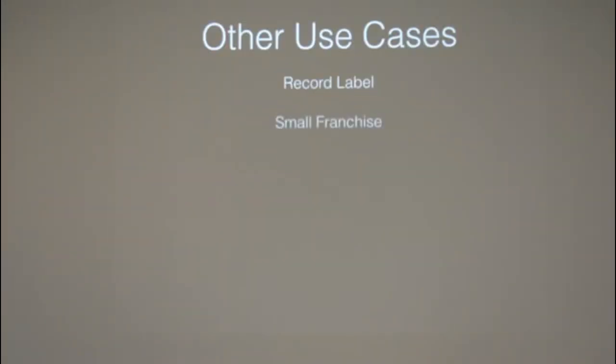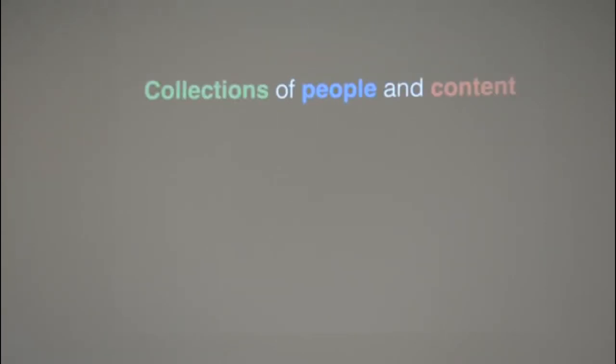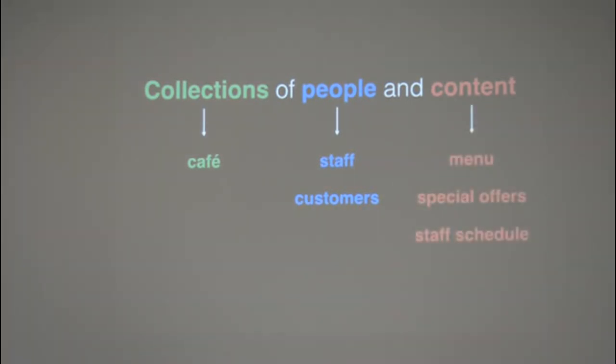Another use case, if you have a small franchise. If you have a client who owns, say, like 5 or 6 cafes around the city, well, what do we do here? Collections of people and content? What's a collection? A cafe. People: staff, customers. Sort of content: menu, special offers. And you can do sort of internal stuff too, like we did with our homework thing, just a staff schedule. Some stuff you don't need to even show your customers.